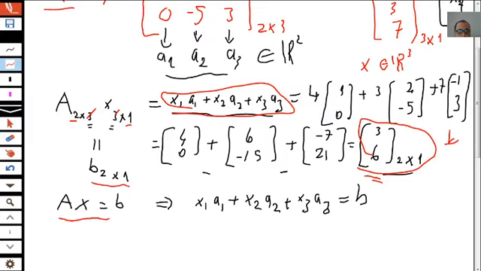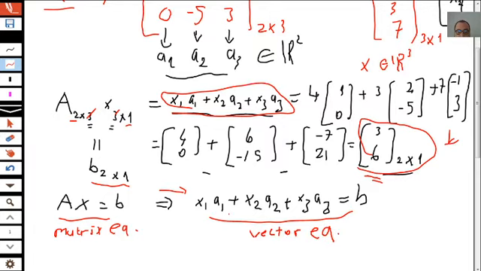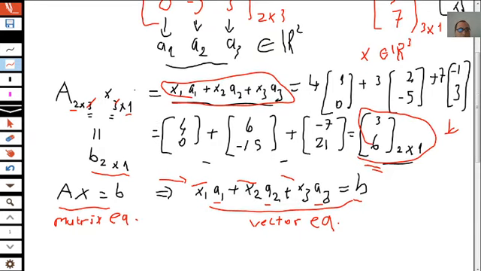Therefore this equality corresponds to this vector equation. This one is called the matrix equation, and this one is called the vector equation. A1, A2 and A3 are vectors, and b is a vector, and x1, x2, x3 are scalars, weights. The left hand side is the linear combination of the vectors A1, A2 and A3.